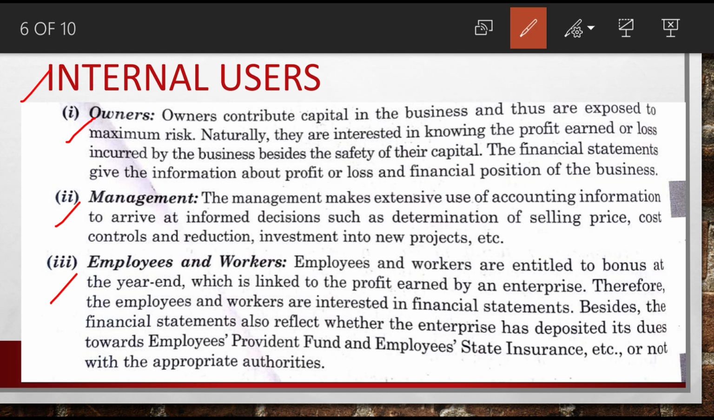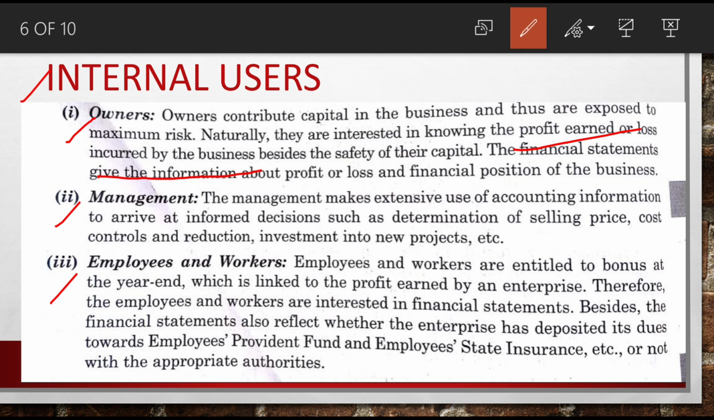First, the owner. Owners contribute capital, and I already explained the meaning of capital. The owner contributes capital to the business and is thus exposed to maximum risk. Who is bearing the risk in that business? The owner. So he wants to understand the profit earned or loss incurred in that business during this period. Then only he can decide whether his capital is safe or not.